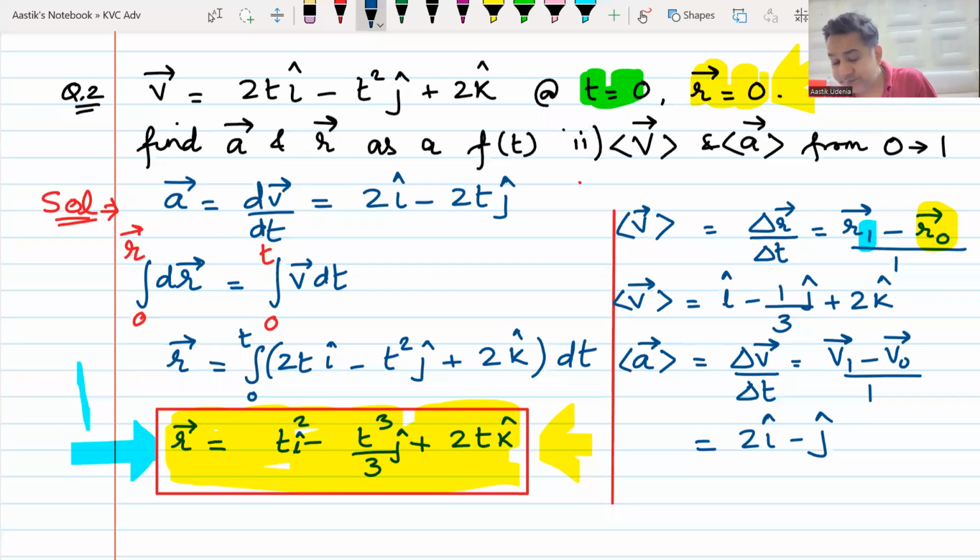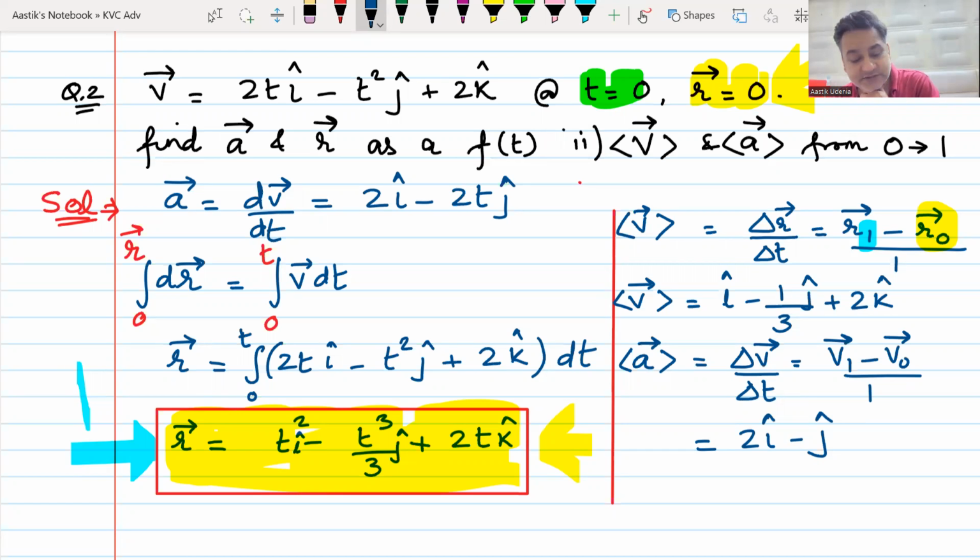So remember, when you get acceleration as a function of time, that is your instantaneous value. When you get velocity as a function of time, that is your instantaneous value. To find out the average value, you will have to use the definition. Average velocity is total displacement divided by total time. Average acceleration is total change in velocity divided by total time. Do we understand this? Yes or no?